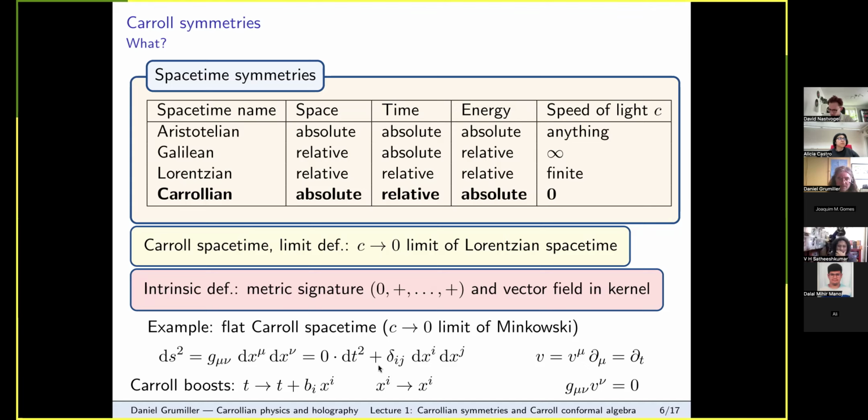And you can convince yourself that this metric and this vector field are invariant under Carroll boosts, and Carroll boosts only act on time. So again, that's the opposite of the Galilean limit, where Galilean boosts would only act on spatial coordinates. So x^i gets transformed by some velocity times time. In the Carroll case, it's the opposite. So x^i goes to x^i. It's completely inert under Carroll boosts, but the time goes to time plus some boost parameters b_i times x^i. So this is what I meant when I said that in the Carrollian case, space is absolute, but time is relative.